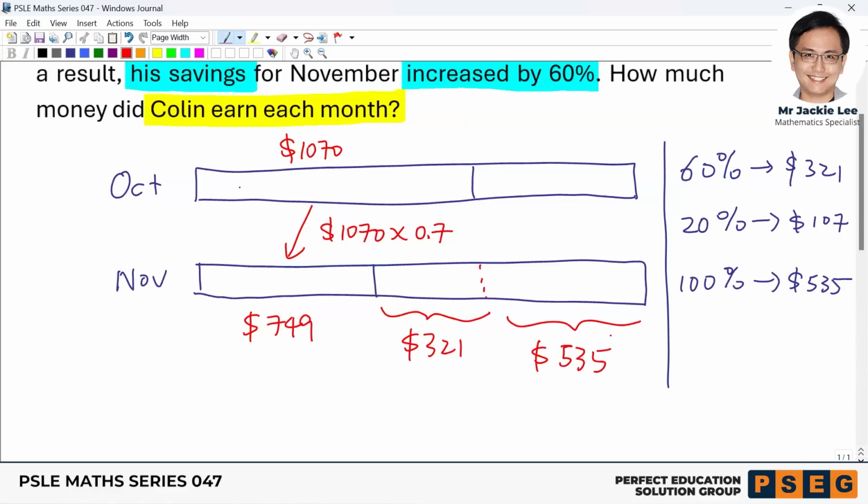Okay, and hence therefore, for Colin, the salary for each month, simply I think these two add together. This one and this one add together. So therefore, the final answer, when we add up these two figures together, I think we'll end up 1,605.